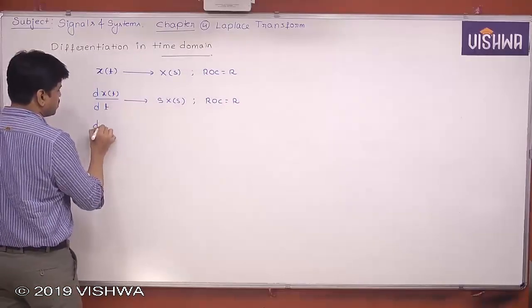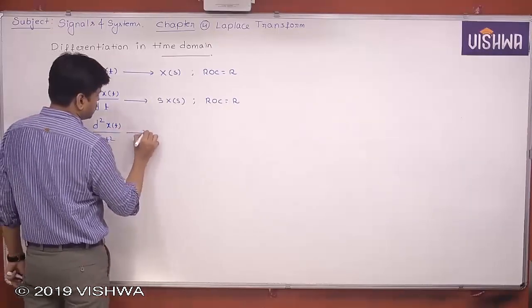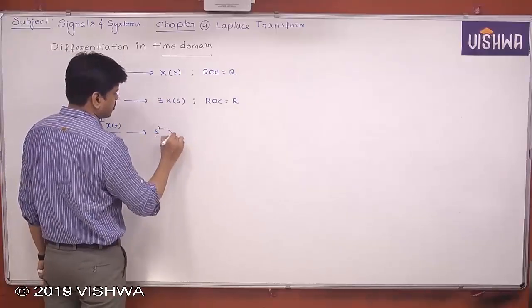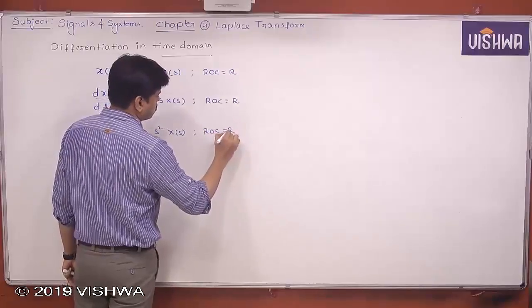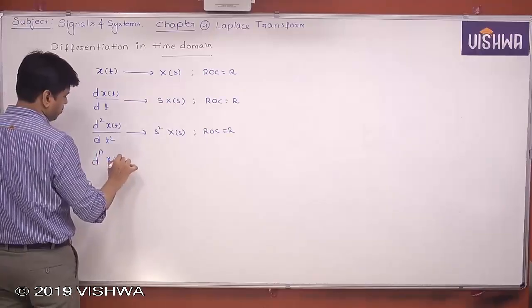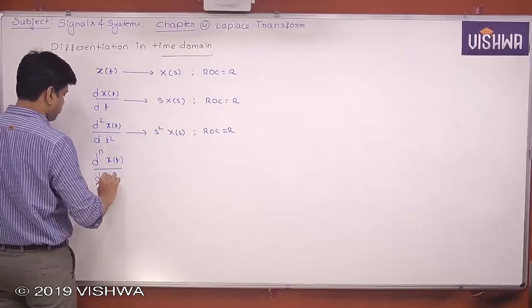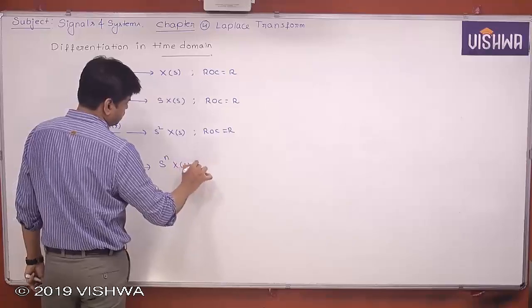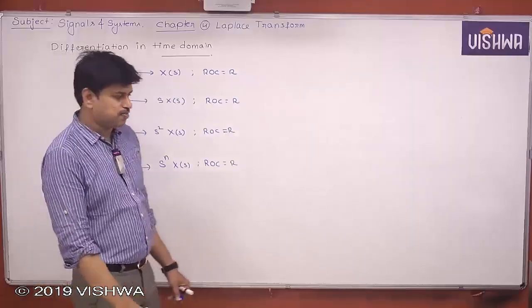Suppose if it is 2 times differentiation, then it is going to be 2 times multiplication with s. This is s square x of s. ROC does not change. So suppose if I differentiate it for n times, then we have to multiply with s, n times. Still ROC does not change. Okay.